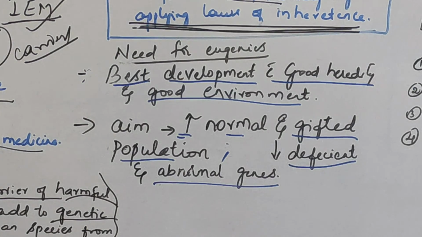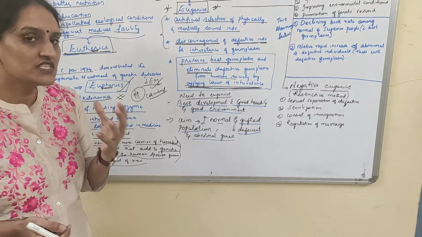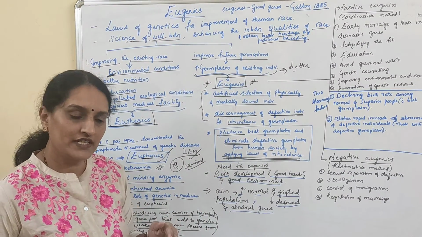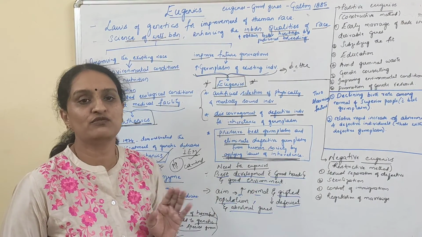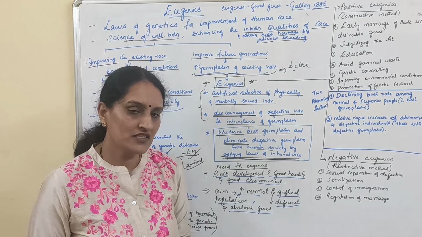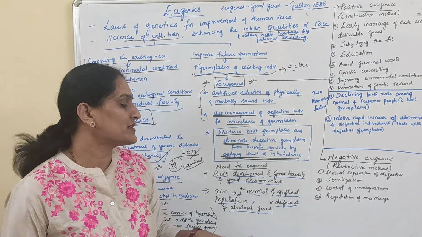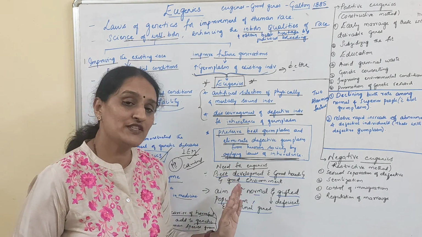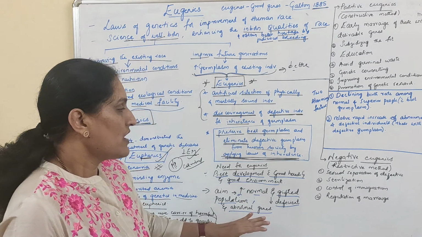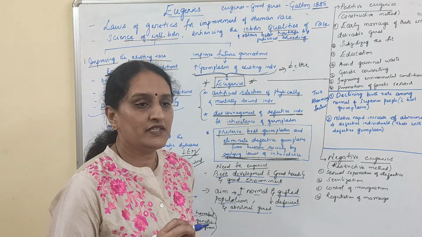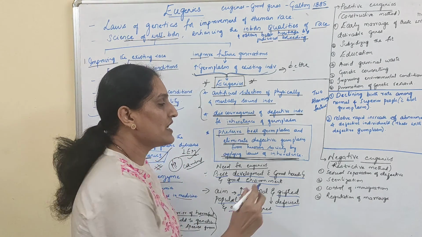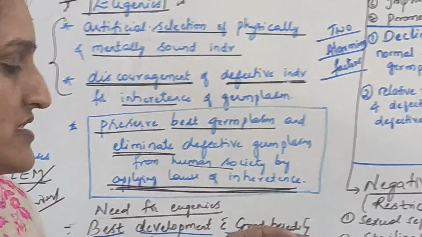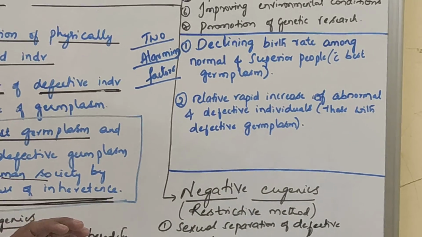Now that we know that we would like to have more good genes in the gene pool, we need to promote that, and we do not want any kind of defective genes or defective germplasm or bad characters in the society. So we will try to suppress them by applying the laws of genetics, or the laws of eugenics, or the science of eugenics, right? Now in the present day scenario, in the present society, there are two alarming factors which need this application of the science of eugenics.